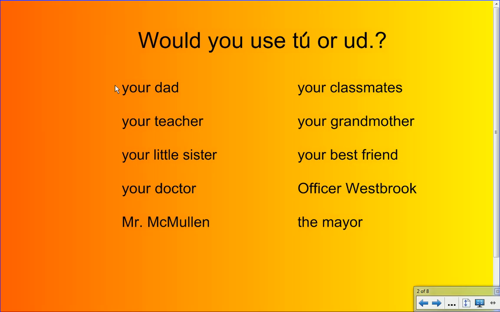All right, the next one, your grandmother. Again, this really depends upon your family dynamics. If you were in Mexico, you wouldn't dare address your grandmother with tú. Or if you were in any other Spanish-speaking country, you would definitely use usted with your grandmother. It's a sign of respect. It's another thing because they're older than you, you would use usted with your grandmother. All right, the next one, your best friend.